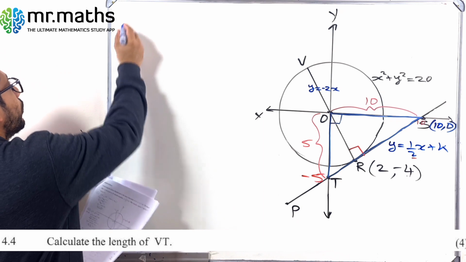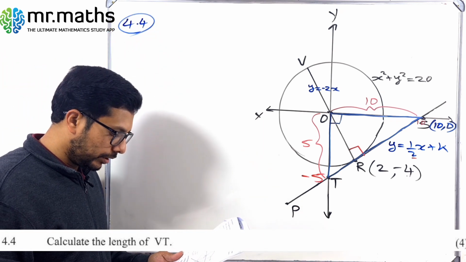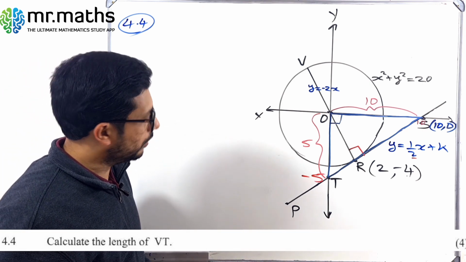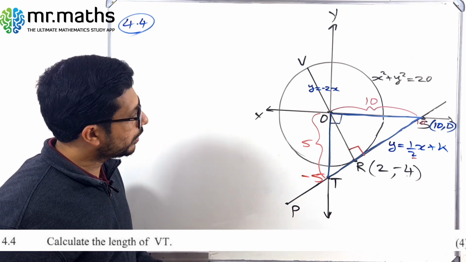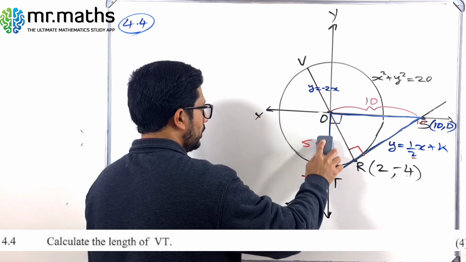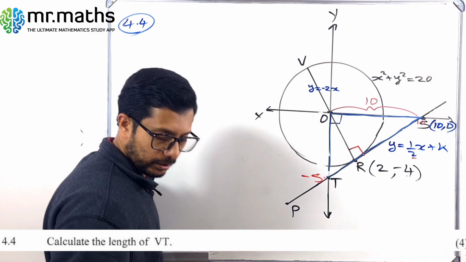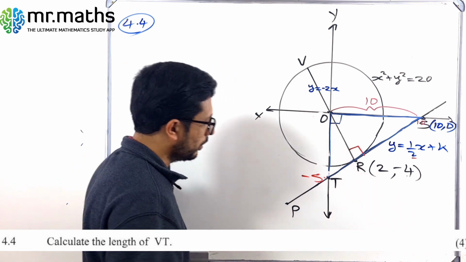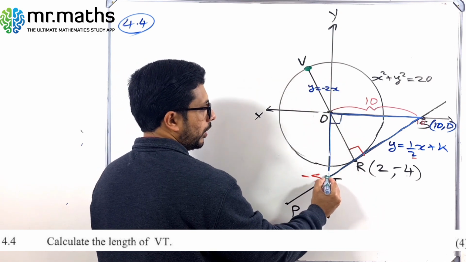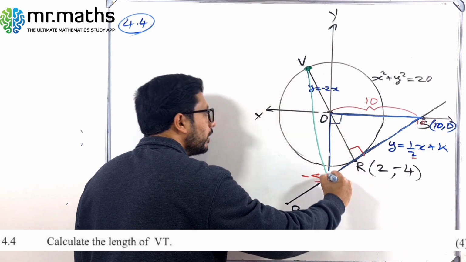Question number 4.4. What is that question? Calculate the length of VT. So which line is VT? There is no line like that given. But still they are asking what is the length of the line VT. Which line is VT, guys? This one is the point V, and this point is T. So here they are talking about the length of this line V.